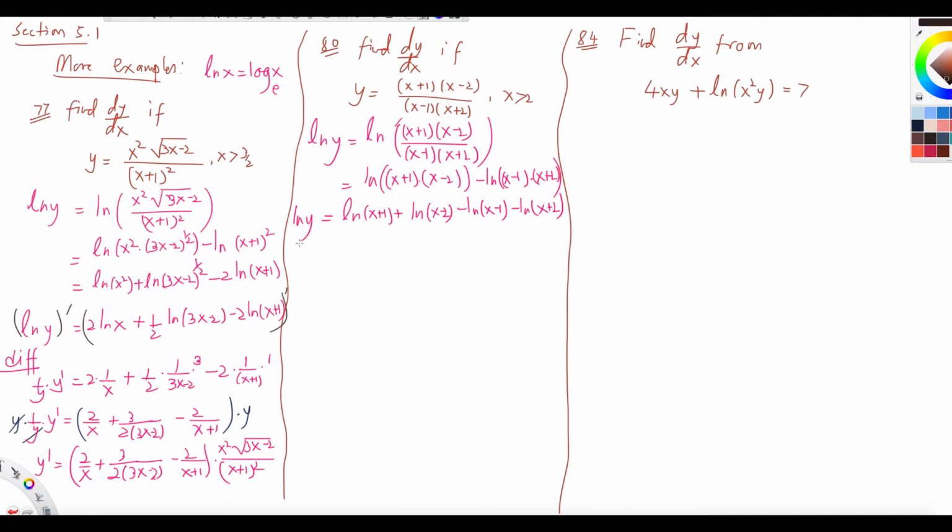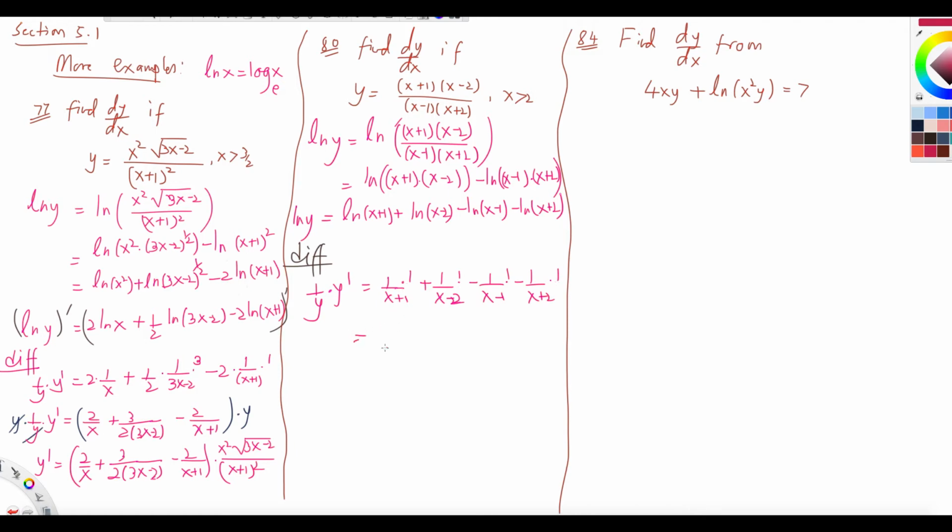Now let us use differentiation. Take the derivative on both sides with respect to x. So what do you get? You get 1 over y times y prime, because the natural log of u has the derivative 1 over u times u prime, correct? So similarly here, the derivative of natural log of u is 1 over x plus 1 times the derivative of that u, which is 1, plus 1 over x minus 2 times 1 again, minus 1 over x minus 1 times 1, minus 1 over x plus 2 times 1.